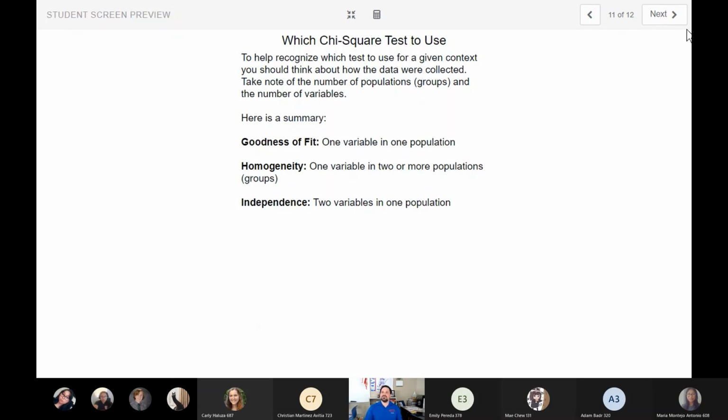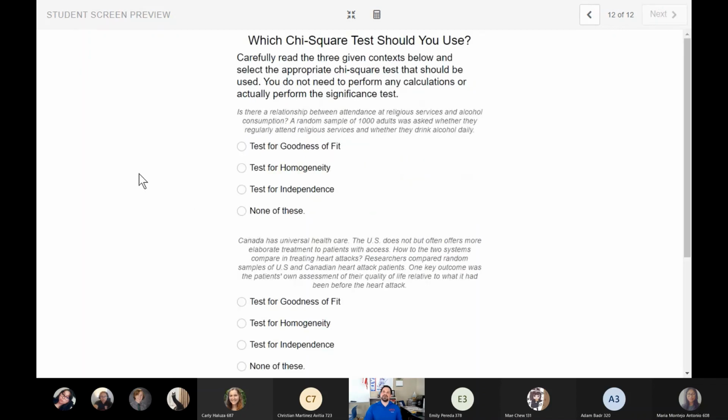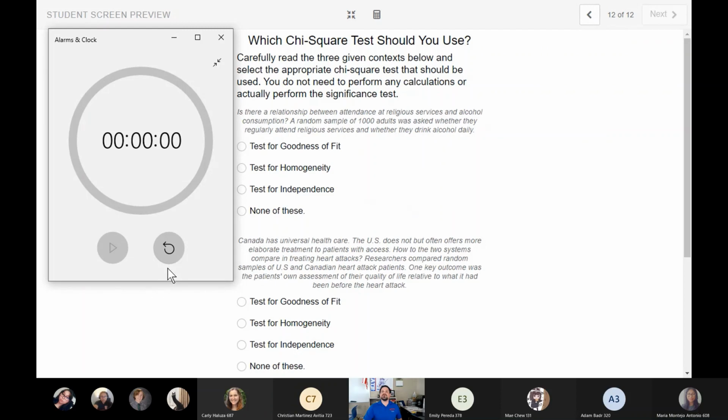And so the last slide here is some multiple choice questions about which chi-square test you should use. Carefully read the 3 given contexts below and select the appropriate chi-square test that should be used. You do not need to perform any calculations or actually perform the significance test. Just select the proper test. So I'm going to give you all a few minutes here, and then we will review it, and then we will be done.